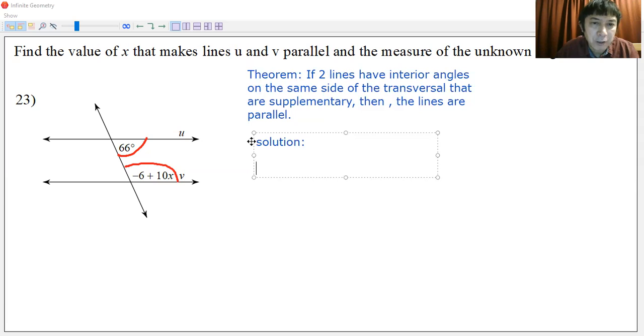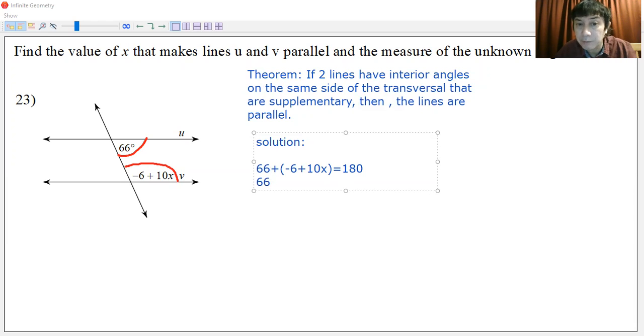Okay, our first angle is a number, 66. And then added to another angle, negative 6 plus 10x. That's the expression for that angle. Negative 6 plus 10x added together equates to 180. All right, so remove the parentheses.